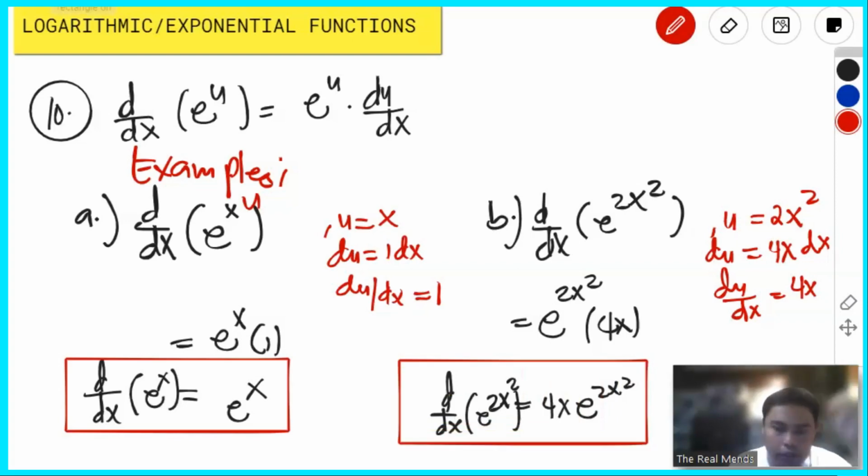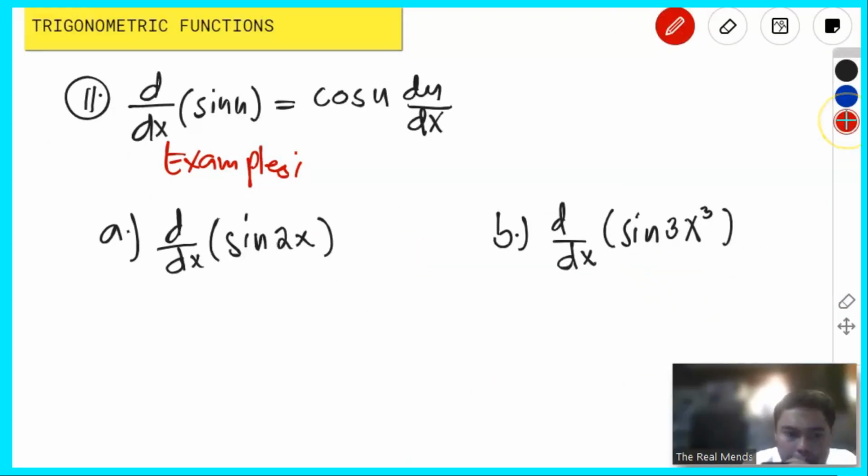Okay, so that's how you're going to solve for the exponential of logarithm. Next, we have the trigonometric derivatives. So we have here the trigonometric functions. To get the derivative of sine u with respect to x, that is just cosine of u.